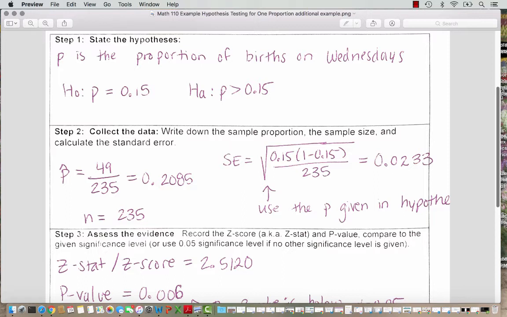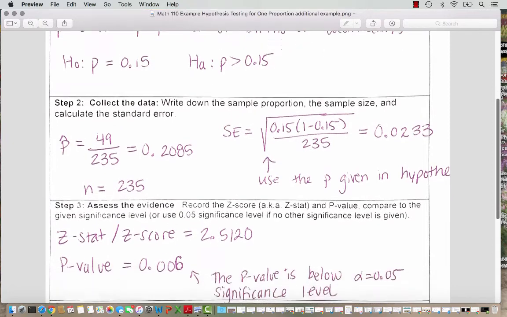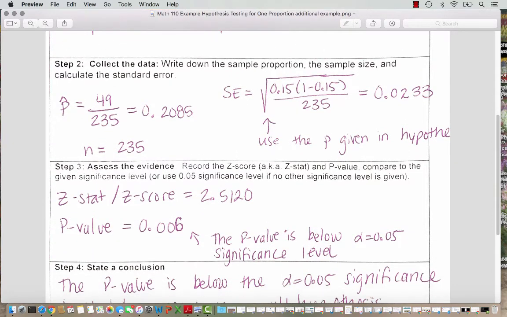And then I put a note here: use the P given in the hypotheses. My note got cut off a bit at the side when I scanned the document, but you can see that that 0.15 comes from the null and alternative hypothesis. And remember, we always have the same value in our null and alternative hypothesis for comparison. Our next step 3 takes us over to StatCrunch to work the formulas and record the evidence.